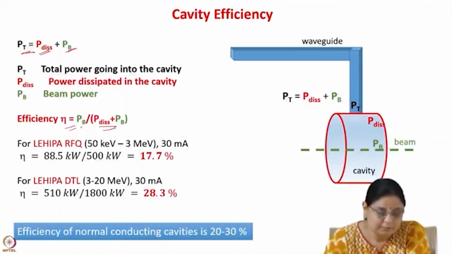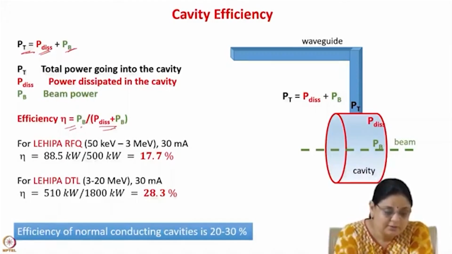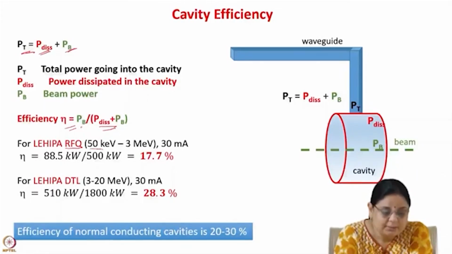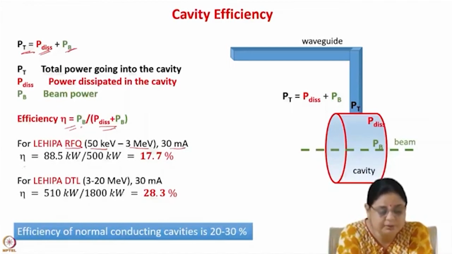which is at BARC. Here there is an accelerating structure called the RFQ, the radio frequency quadrupole, which we will study in a future lecture. It accelerates a proton beam from 50 keV to 3 MeV, and the design current is 30 milliamperes. If you calculate the efficiency of the structure, from here you can calculate the beam power.